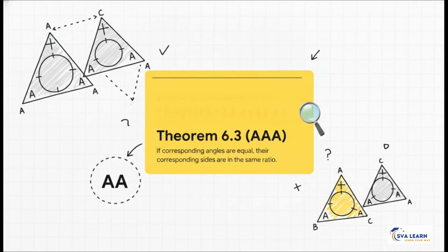And guys, this is our first massive shortcut, Theorem 6.3, the angle, angle, angle, or simply AAA criterion. It basically tells us, hey, if you can just prove the corresponding angles are equal, the side ratios are 100% guaranteed to match. You don't even have to measure them. In fact, since the third angle is always forced by the first 2, you technically only need to check 2 angles. That's the AA shortcut.